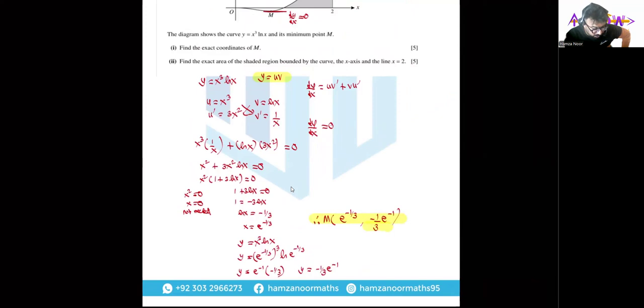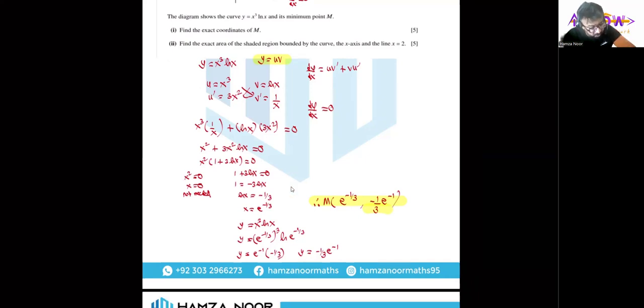Alright, these are the exact coordinates of point M: e raised to the power of minus 1 over 3, comma, minus 1 over 3 times e raised to the power of minus 1. So this was the working for part 1. Now let's move on to part 2.